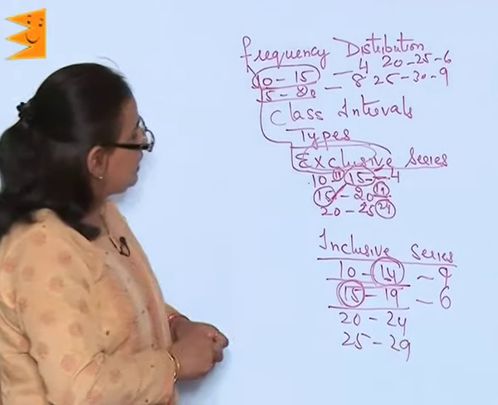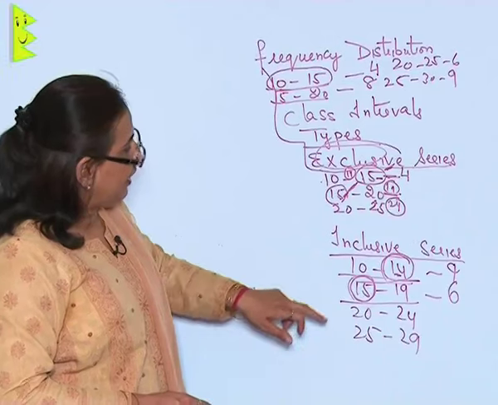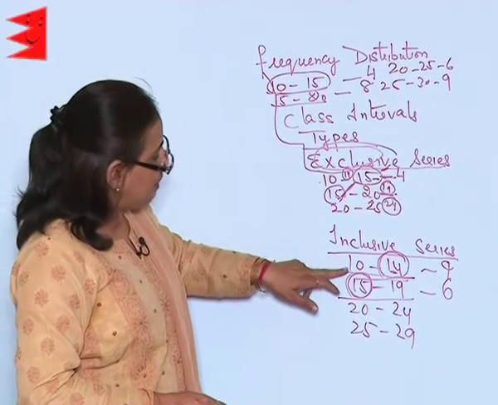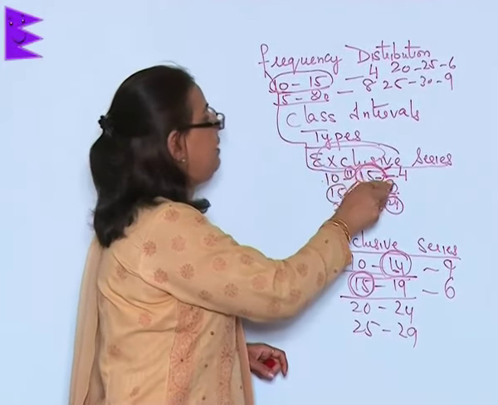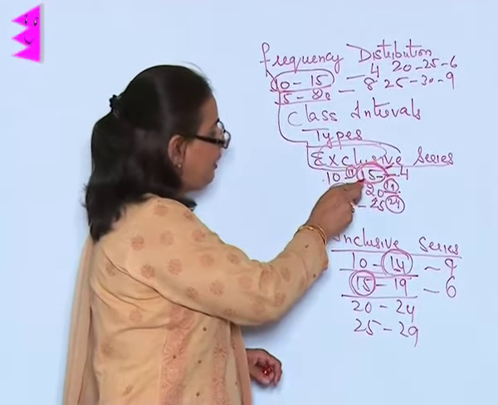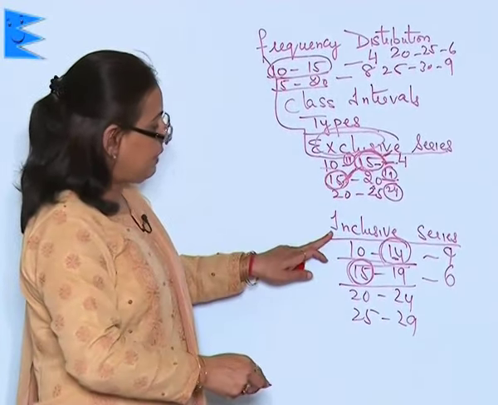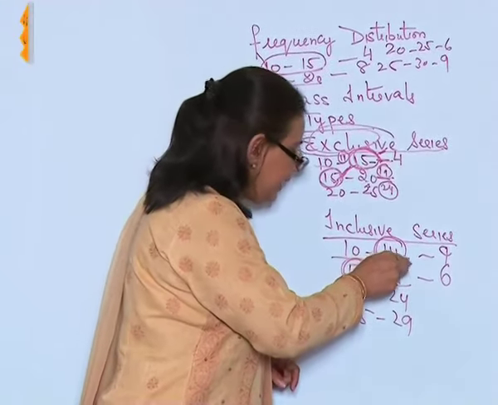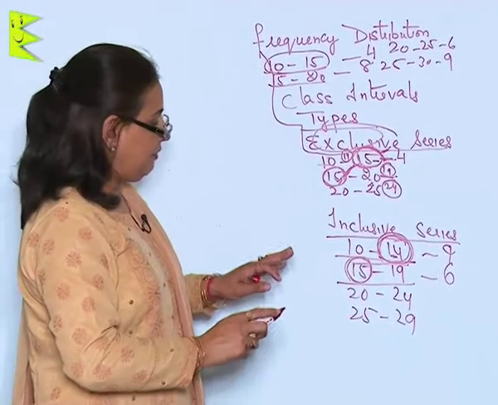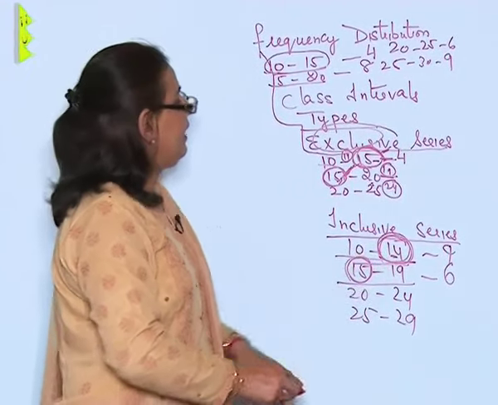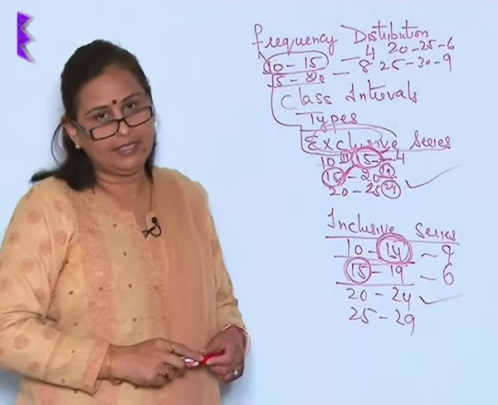Though it also means the same. If you see 10 to 15, 15 to 20, 20 to 25, here also I am talking of the same, but what is happening is here I have excluded the upper limit in the class interval and have included that particular number in the next class interval. Here what I have done is I have included the upper class limit in the class interval. I have kept it where it is and I mean it. That's called the exclusive series and the inclusive series.